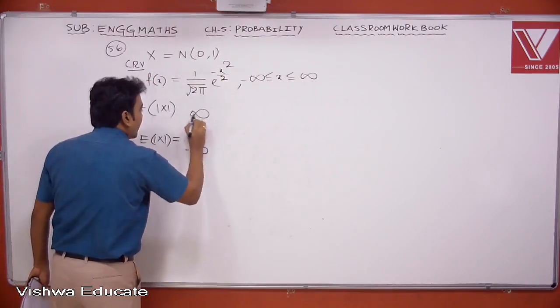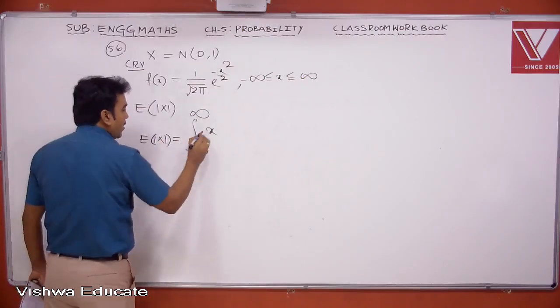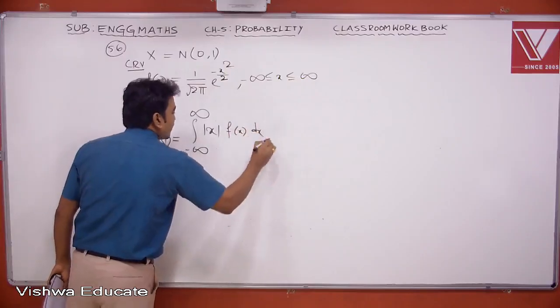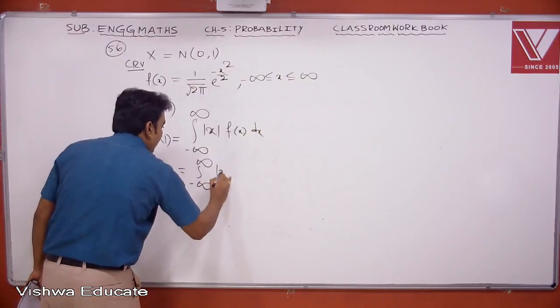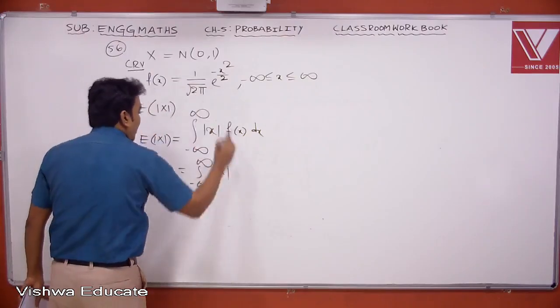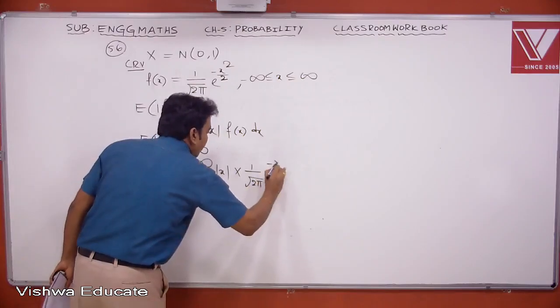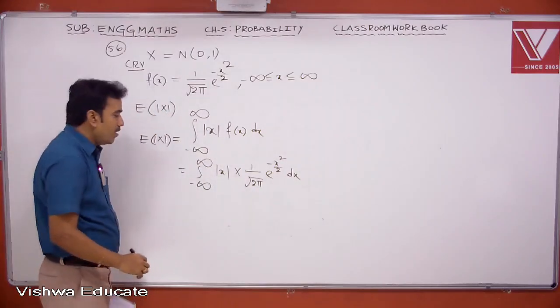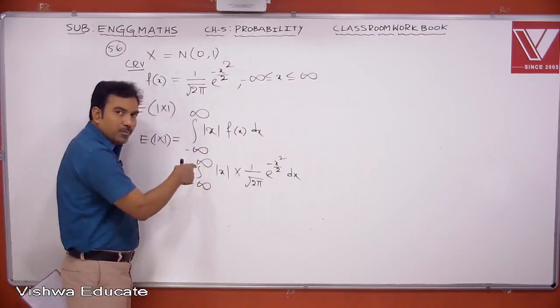It is integral minus infinity to plus infinity, but this is not x, this is mod x. Therefore this is mod x into this f of x dx. So therefore this is integral minus infinity to plus infinity mod x into the function f of x is 1 by square root of 2 pi into e power minus x square by 2 dx.